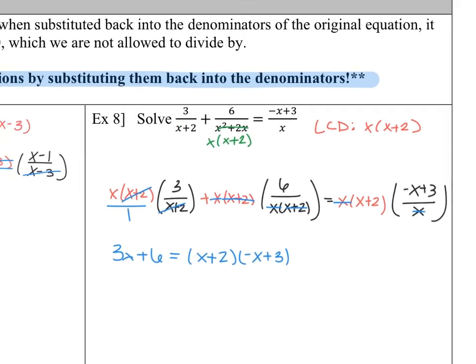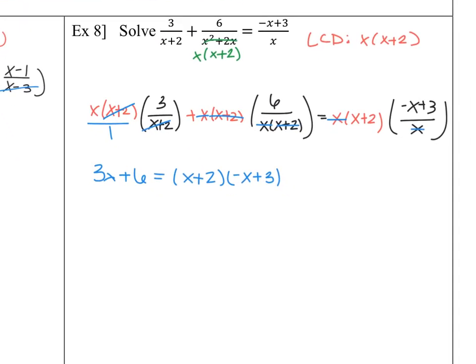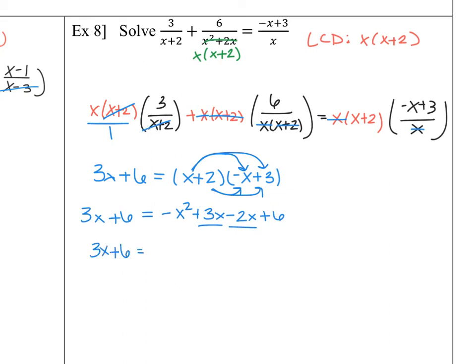Now let's solve this like we have been doing. Distribute and simplify. So I'm going to have to double distribute over here. So this is going to be negative x squared plus 3x minus 2x plus 6 equal to, and then this side's not going to change because I don't have anything to simplify over here. Before we start moving things, combine your like terms together. So I've got 3x plus 6 equals negative x squared plus x plus 6.